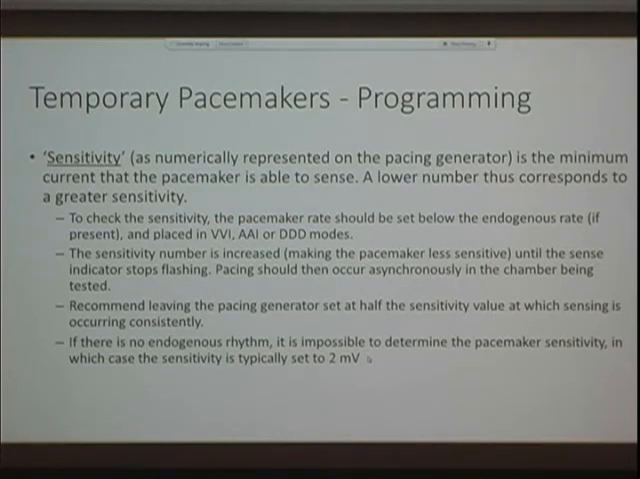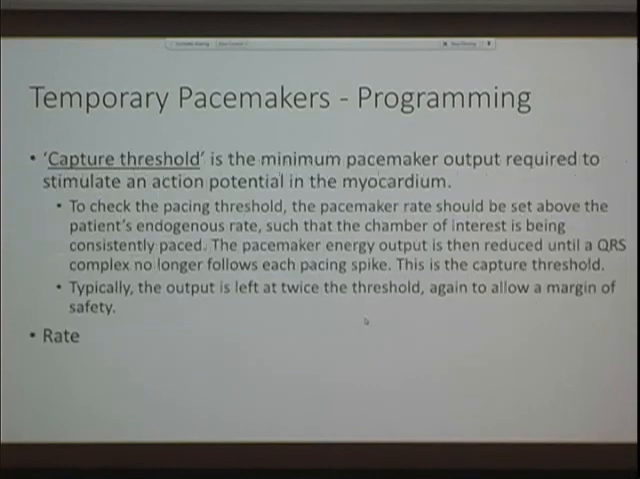That is your sensitivity measurement, and then set it for half of that amount and you will be safe. So sensitivity is programmed at half, threshold is programmed at double.